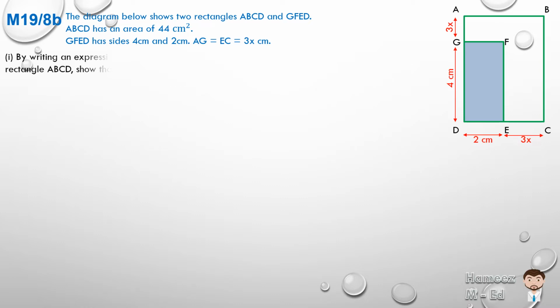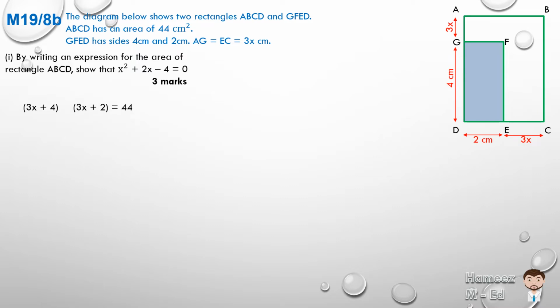Part 1. By writing an expression for the area of rectangle ABCD, show that x squared plus 2x minus 4 is equal to 0. Let's recall area of a rectangle will be length times breadth, which in this case works out to be 44. And let's use the length AD to be 3x plus 4 times the breadth, which is 3x plus 2, will give us 44.